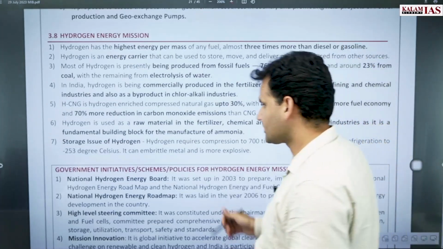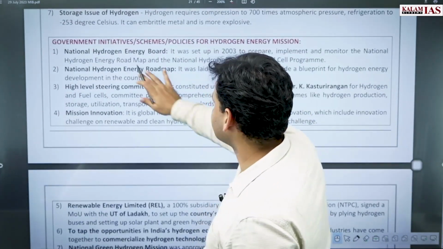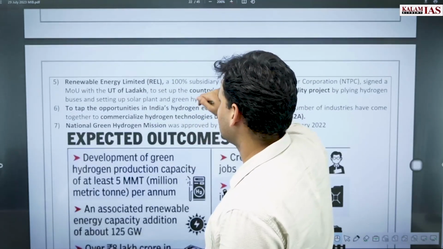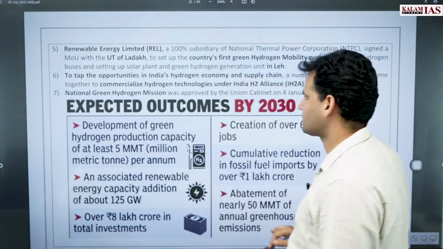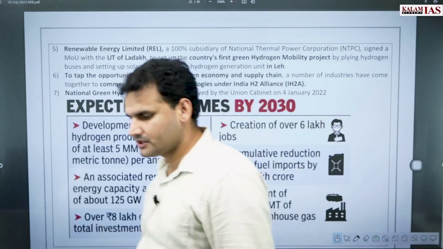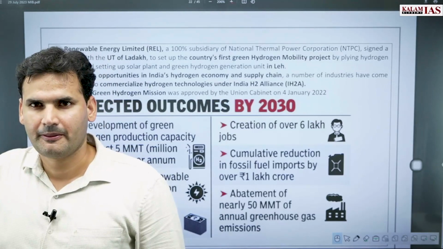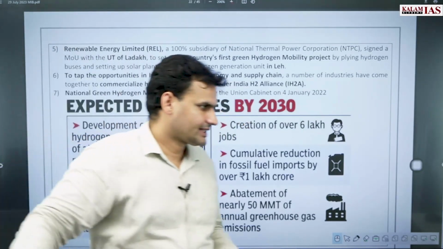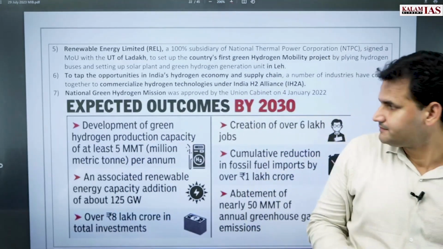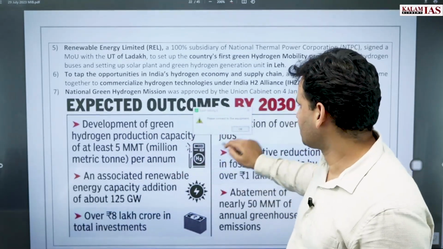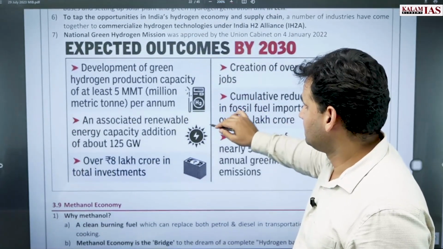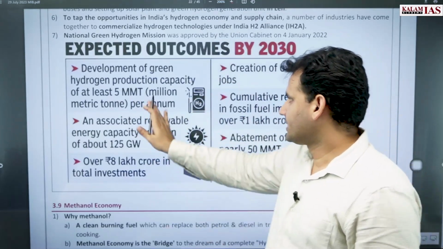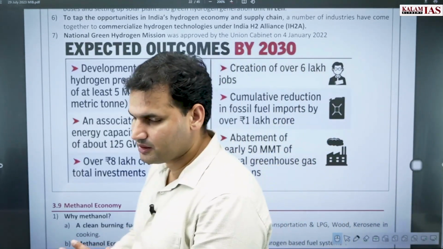And under the green energy mission, the recent government policy is the National Green Hydrogen Mission. It was approved by the Union Cabinet in 2022, and it can very much be asked, what are the expected outcomes by the year 2030? So this you must remember. Development of green hydrogen production capacity of at least 5 million metric tonnes per annum.